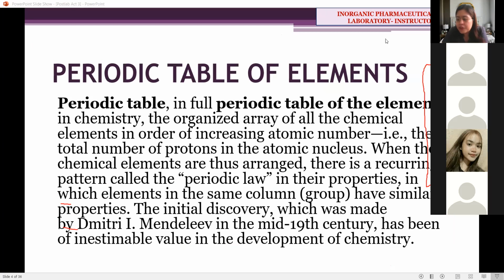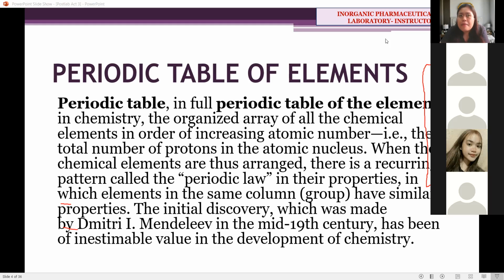Syempre, the periodic table contains all the elements that we have that was being discovered, and they are arranged according to increasing atomic number. That's for the modern periodic table that we have. Naka-arrange yan sila according to their atomic numbers. And remember, di ba, atomic numbers represent the number of protons. Okay? Pag protons, they are the positively charged subatomic particles.